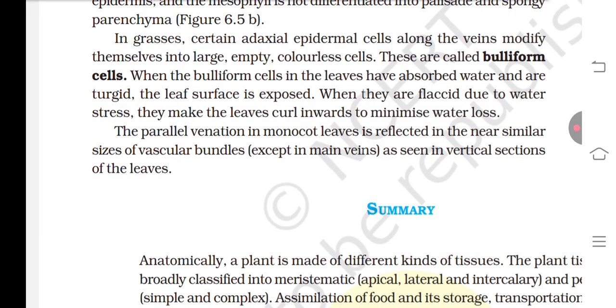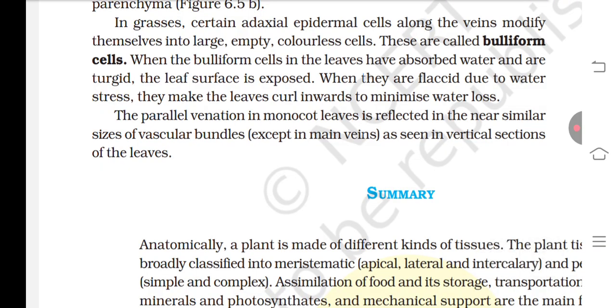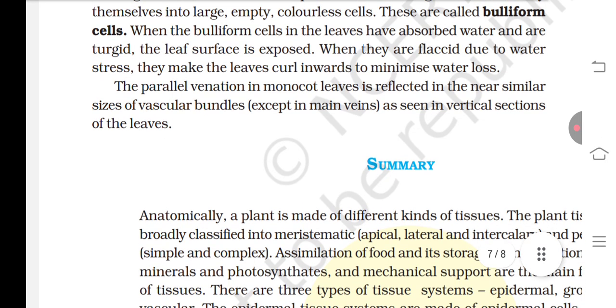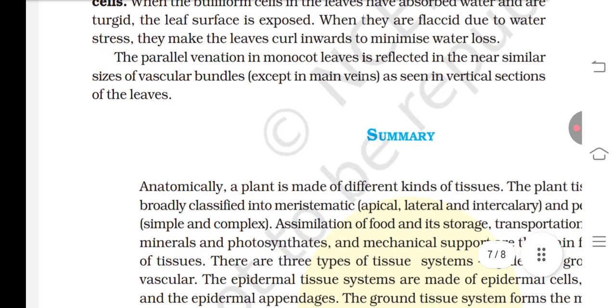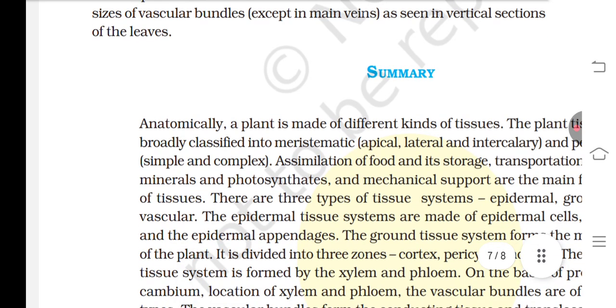In grasses, certain adaxial epidermal cells along the veins modify themselves into large, empty, colorless cells. These are called bulliform cells. When the bulliform cells in the leaves have absorbed water and are turgid, the leaf surface is exposed. When they are flaccid due to water stress, they make the leaves curl inward to minimize water loss. The parallel venation in monocot leaves is reflected in the near similar size of vascular bundles, except in the main veins, as seen in a vertical section of the leaf.